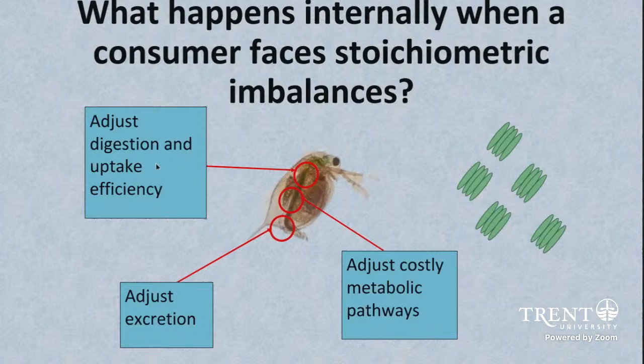We might also be looking at increasing uptake efficiency. So if we're feeding on a low nitrogen food source, we might look at bumping up the efficiency with which we're uptaking nitrogen. There might be costly metabolic or other pathways that we can downregulate. So something that takes a lot of phosphorus, we might be able to downregulate and just maybe increase our phosphorus availability. And of course, we can also adjust things like excretion. So if we're looking at phosphorus limitation, we might be excreting excess carbon. So we've got all of these little internal processes that are going on at the same time as we've got these coarse physiological and population responses.